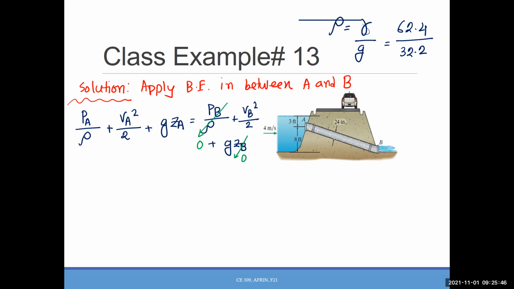Work on this last example and answer this one. Gamma divided by g. I'm telling you the velocity will be in between 5 and 30. That is the range.